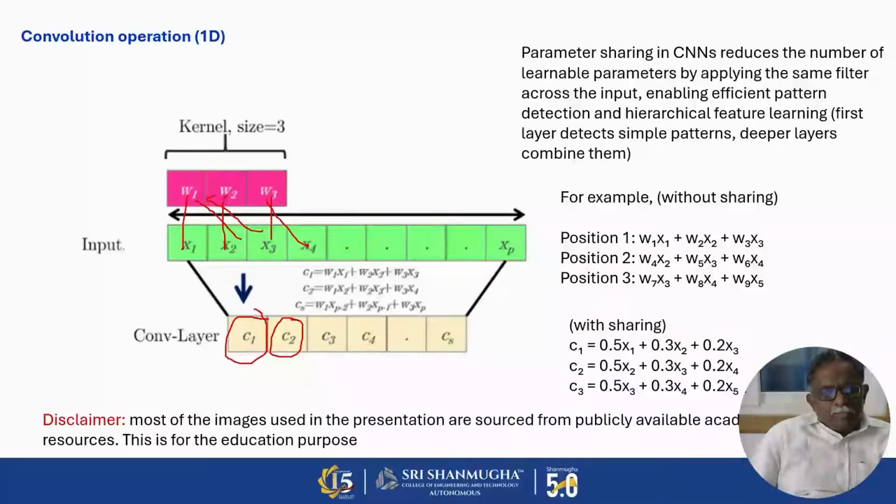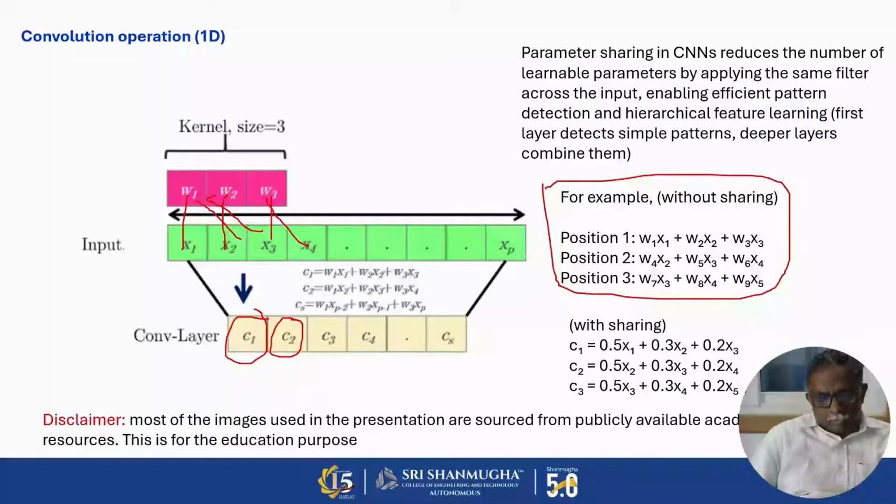What happens when we don't share the weights across positions? If you apply separate weights for each position, you need more weights, more parameters. But when the same weight is applied all over the places, you get parameter sharing. Parameter sharing reduces the number of parameters, and it is able to detect the patterns and hierarchical features from low level to high level. So that is the advantage of convolution operations.